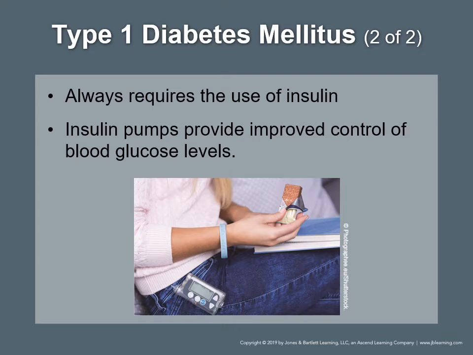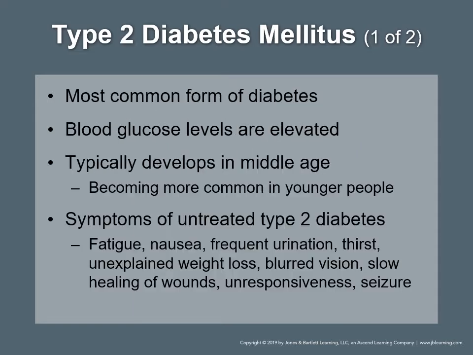Increased activity and alcohol consumption can result in low blood glucose levels. It always requires the use of insulin that is administered by injection or an insulin pump. Insulin pumps provide improved control of blood glucose levels and better quality of life for many patients. Type 2 diabetes is the most common form of diabetes. Blood glucose levels are elevated because the body becomes resistant to the insulin produced.